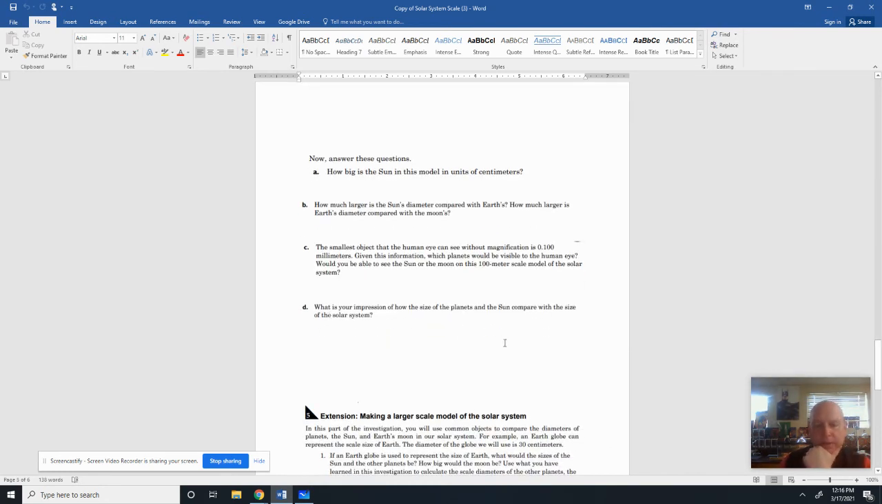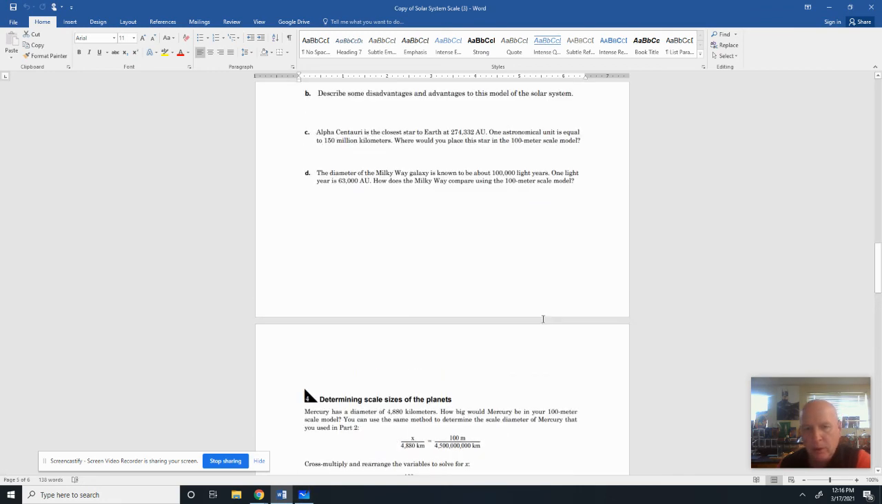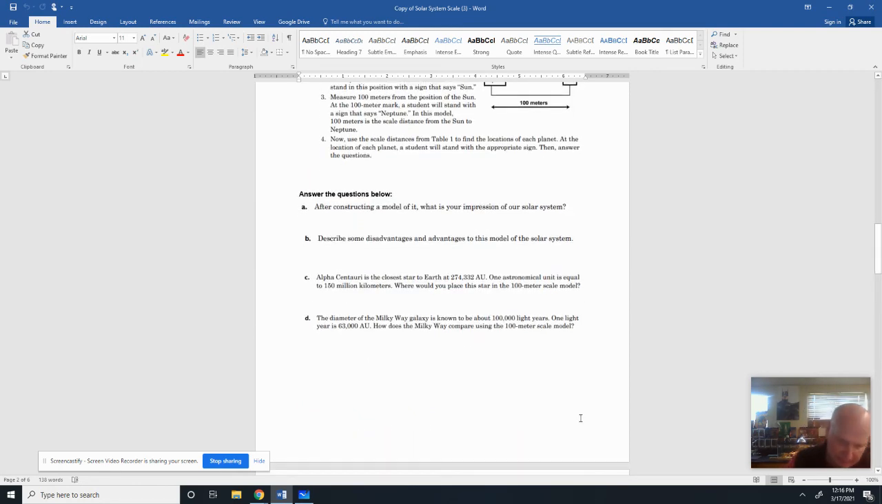What is your impression of how the size of the planets and the sun compare with the size of our solar system? So what do you think about that? You have this huge space right here. What do you think about that? You put those planets out there.